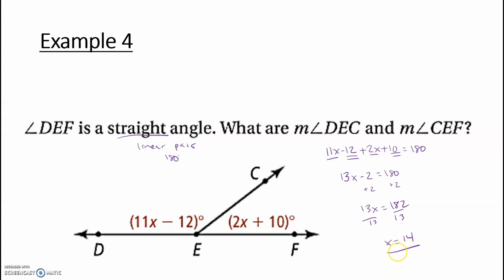Now, again, that's not my answer. They want the measure of angle DEC. So DEC, we're going to plug it in. 11 times 14 minus 12. So 11 times 14 gets me 154 minus 12 gets me 142. And then here, 2 times 14 plus 10. So 28 plus 10 is 38 degrees. And that would be CEF. And again, they should add up to 180, so you can check your work. 142 plus 38 is 180.